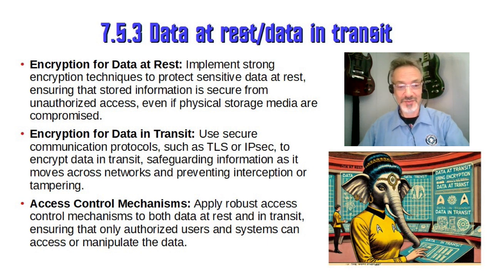Encryption for data in transit. When data is being transmitted either between systems, devices, or networks, encrypting the data ensures that it can't be intercepted or altered. We're talking about secure protocols like TLS or IPsec, the most commonly used to encrypt data in transit, ensuring it remains confidential and tamper-proof as it moves. Access control mechanisms. Strong access control is necessary to ensure that only authorized users can access or manipulate data, whether it's stored or being transmitted. This applies to both data at rest on media and data in transit on the network.